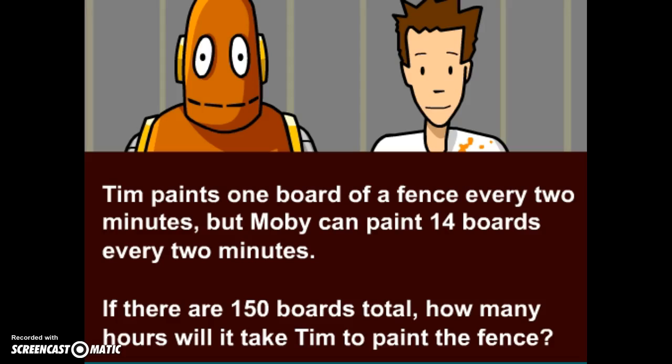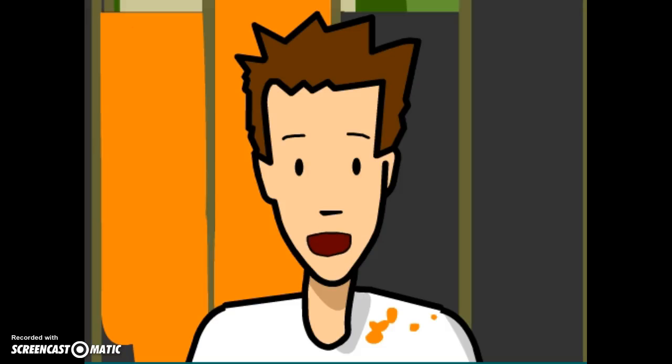Tim paints 1 board of a fence every 2 minutes, but Moby can paint 14 boards every 2 minutes. If there are 150 boards total, how many hours will it take Tim to paint the fence? When you read a word problem, you should start by reading it closely to figure out what information they're giving you and what they're asking you. And then you usually have to figure out an equation that uses the known values to find the unknown value.